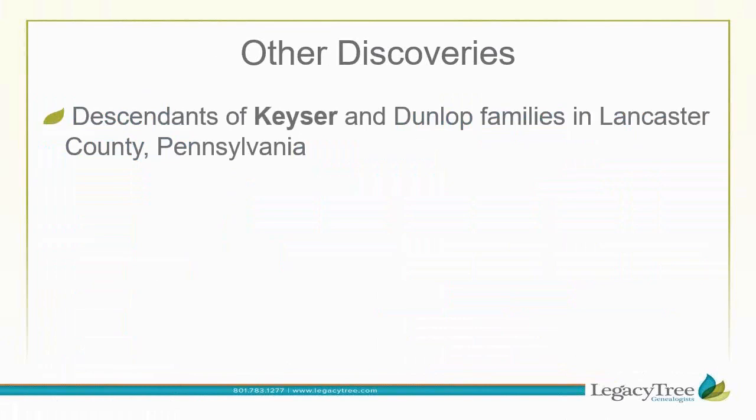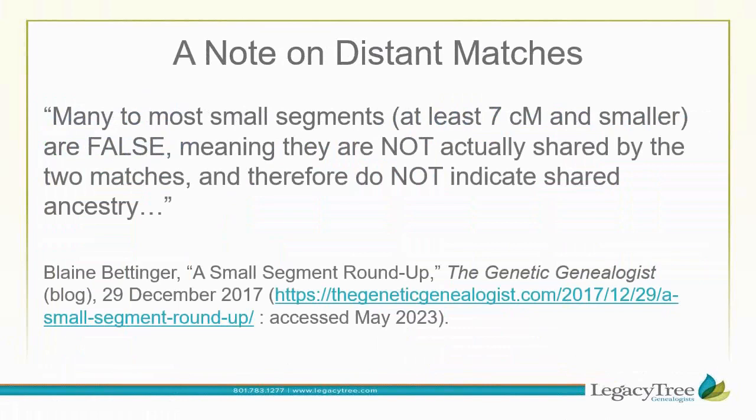Now, I mentioned earlier that I like to sort those DNA match lists of shared matches between a test taker and an independent descendant based on the amount of DNA shared with that independent descendant. And here is one of the reasons why. Just a quick note on distant matches. Distant matches sometimes get a bad rap, and they deserve it, because many to most small segments that are at least 7 centimorgans and smaller are false, meaning they're not actually shared by the two matches, and they don't indicate shared ancestry.